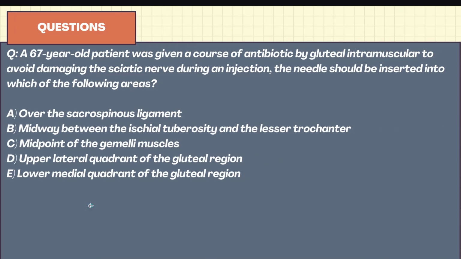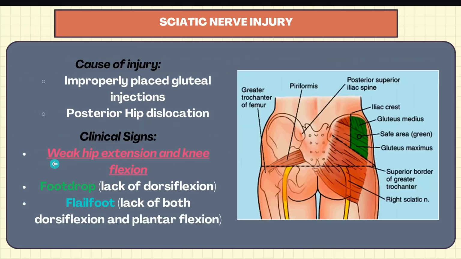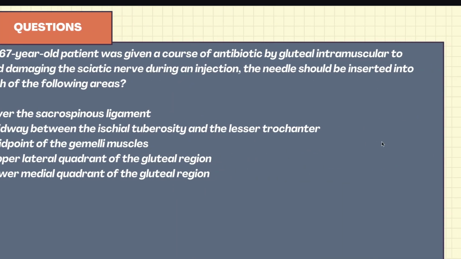Now, let's start with questions. A 67-year-old patient was given a course of antibiotics by gluteal intramuscular injection. To avoid damaging the sciatic nerve, the needle should be inserted into which of the following? So, to avoid damaging the sciatic nerve, what did we say? It needs to be in the gluteal region, in the upper quadrant, lateral side. You can see it needs to be in the upper quadrant, lateral side. So the answer here is going to be D.